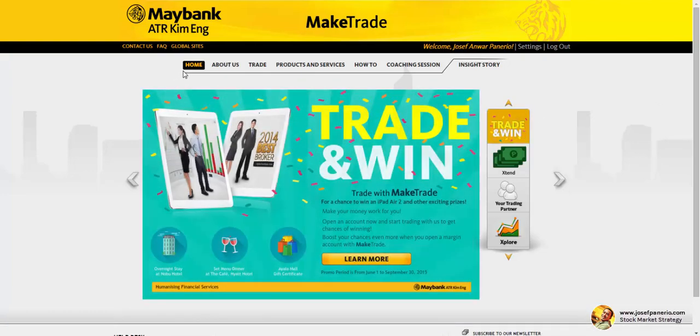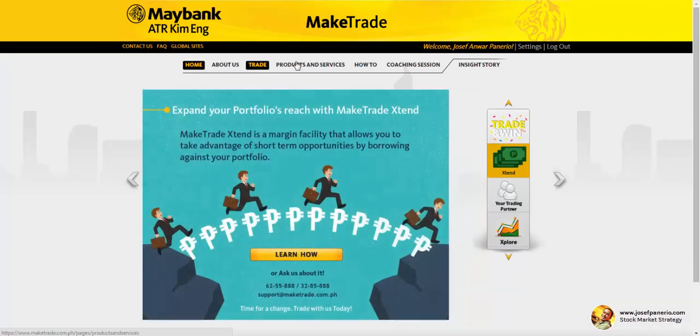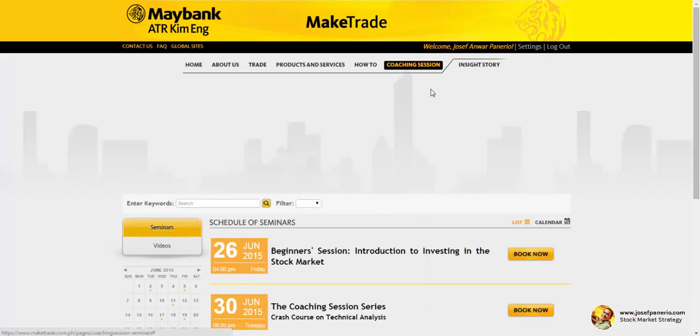They have the menu here: home, about us, trade. When you click trade, if you have an account in Maketrade, you can open their online platform for trading. Then there are their products and services, and the how-to coaching session. This is for their trainings. If I click this one, there you go.